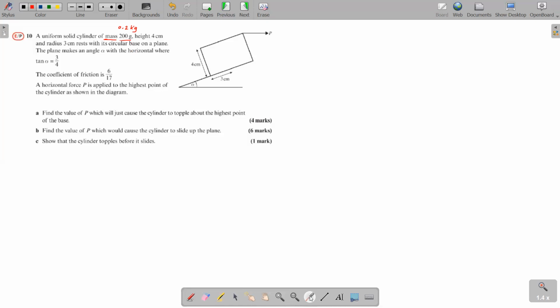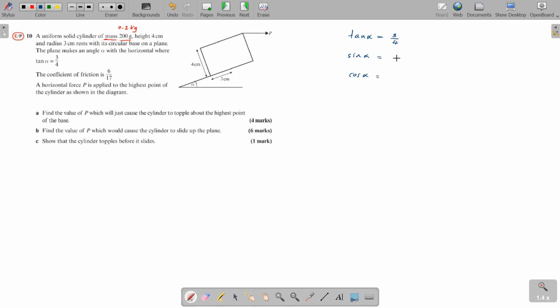Okay, so of mass 0.2 kilogram, height 4 centimeter and radius 3 centimeter, rests with its circular base on a plane. The plane makes an angle alpha with the horizontal where tan alpha is 3 over 4. That's given to us. The coefficient of friction is 6 over 17. Mu is also given to you. Let's mark it up. Tan alpha 3 over 4. Basically, guys, when they give you tan alpha, you should immediately get sine alpha and cos alpha.